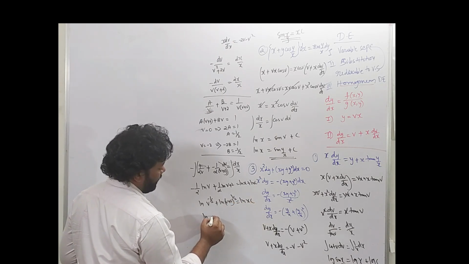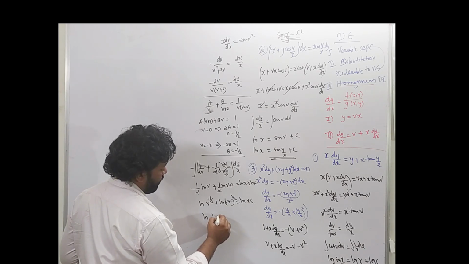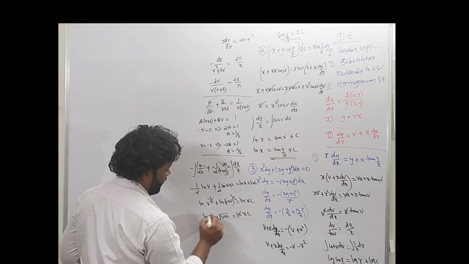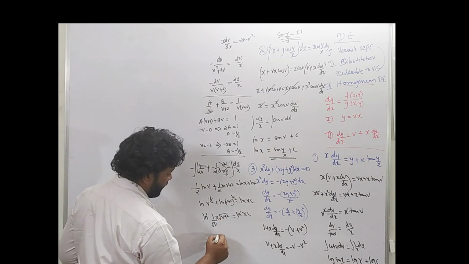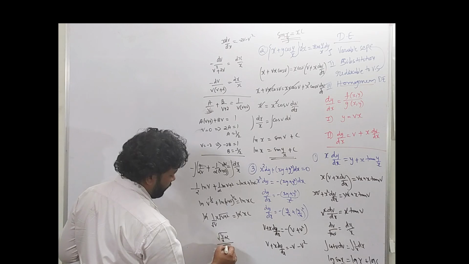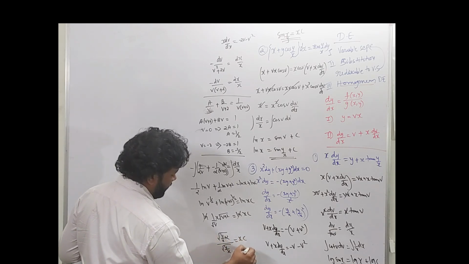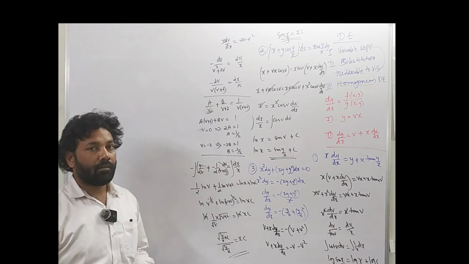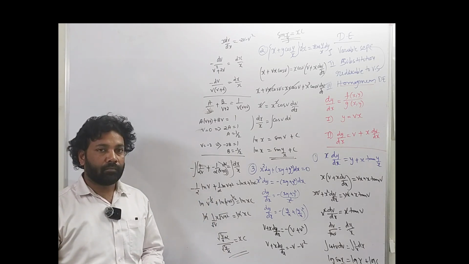This becomes ln, right, 1 upon root v multiplied by square root of (v plus 2) is equal to ln xc. Ln gets cancelled. Instead of v, we will substitute y upon x. So square root of (y by x plus 2) upon square root of y by x is equal to xc. Or if you want, you can rearrange it further. Otherwise, this is your answer for the given differential equation.